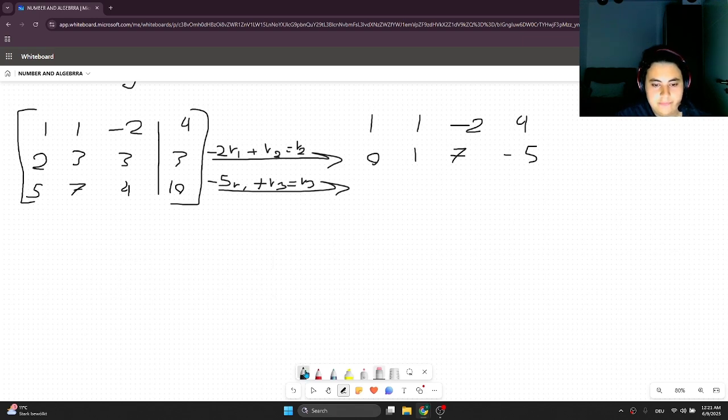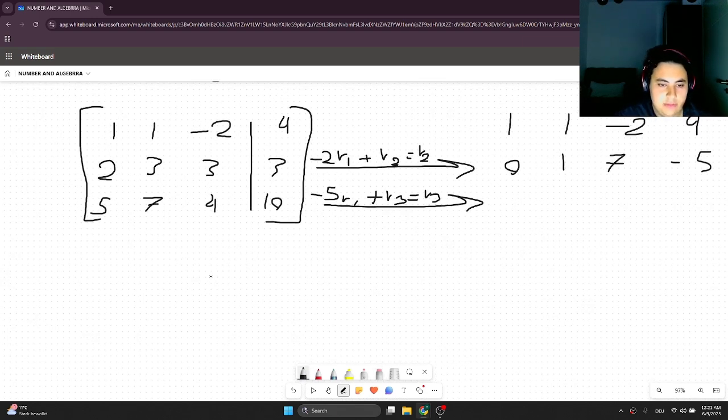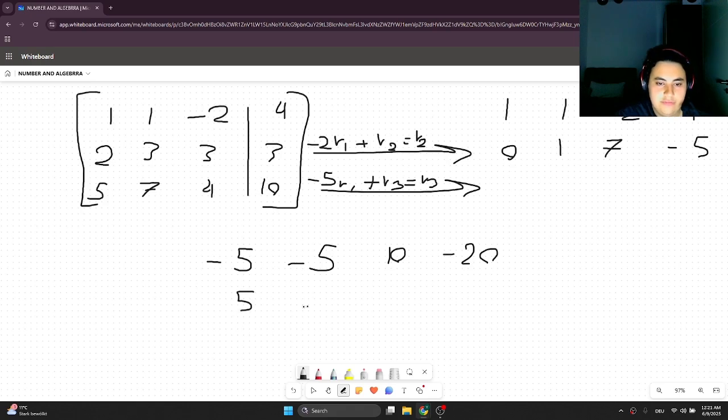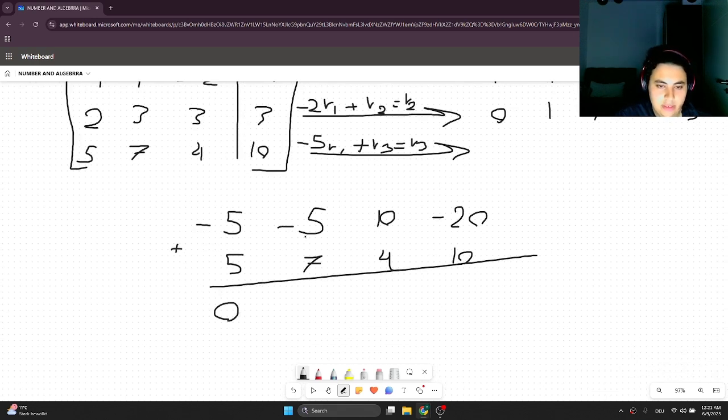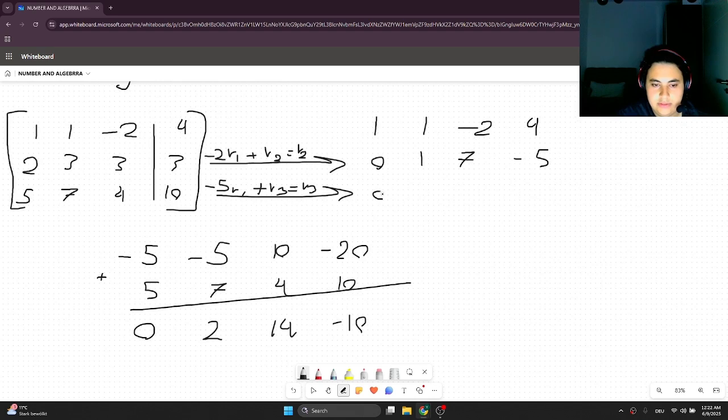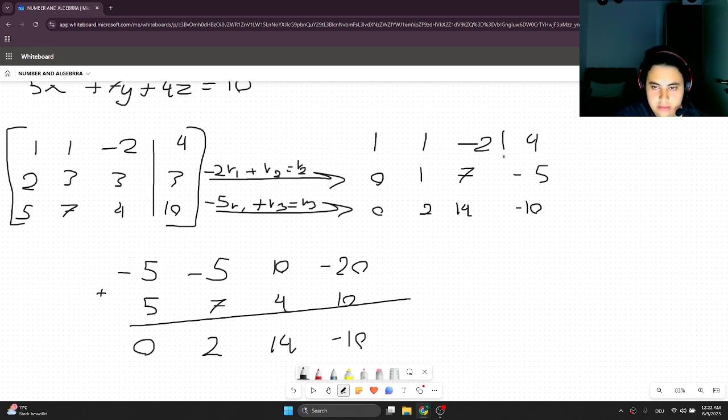Okay, so then negative 5 times R1, so we're going to have negative 5, negative 5, 10, negative 20. And then you're going to have 5, 7, 4, 10. We're going to add those to each other, right? So negative 5 plus 5 is 0. Negative 5 plus 7 is 2. 10 plus 4 is 14. Negative 20 plus 10 is negative 10. Okay, so 0, 2, 14, negative 10. Boom, brackets. Okay, good.